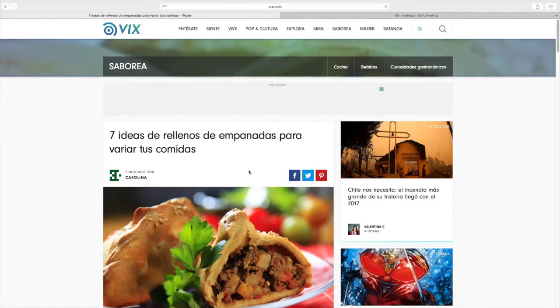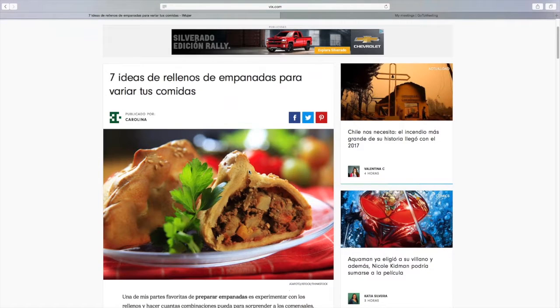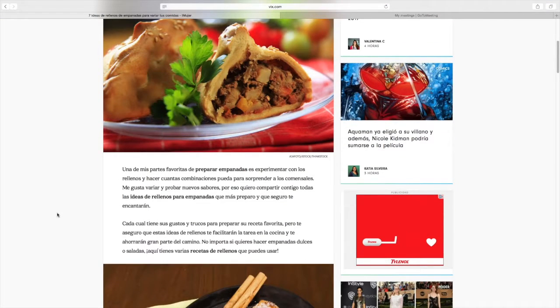So I found this article, and there are lots of similar articles like this out there, but it says it's 7 types of fillings for empanadas to give you a little variety in your food. Now, students may not be able to understand all of this, but I do think it's comprehensible. I think there's a lot they can pick out of this and a lot they can understand, but they might need a little help from their teacher as you're teaching this.